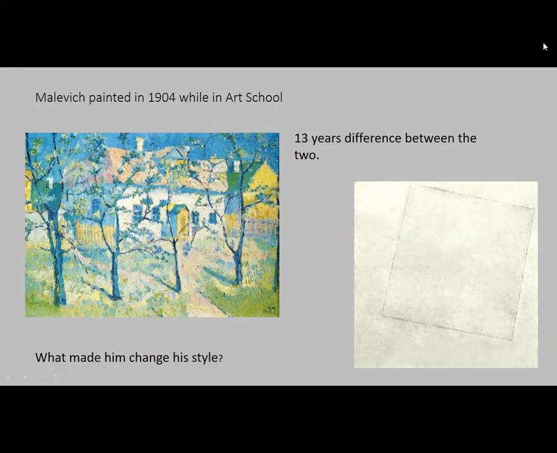And this is a painting that Malevich painted while he was still in art school. And you can see that he's using those daubs and dashes of the post-impressionists. His colors are really pastel. But for some reason, he's really attracted to a lot of white in this. You see white over here too. But you have to think about this. This is a big jump from this painting of a house with trees to, 13 years later, this painting of a white square on a white square. So how did it get there?